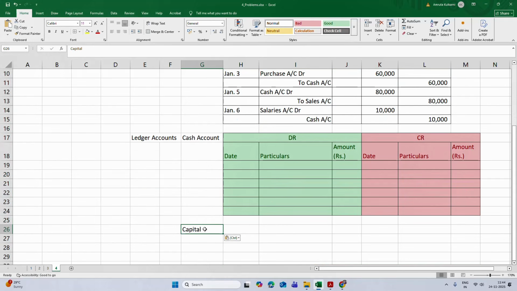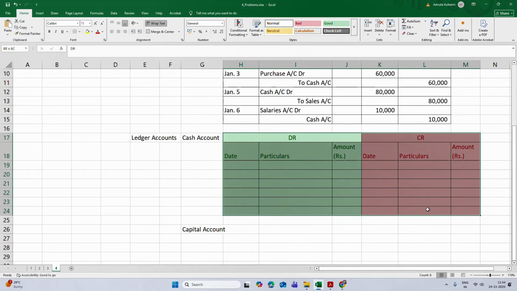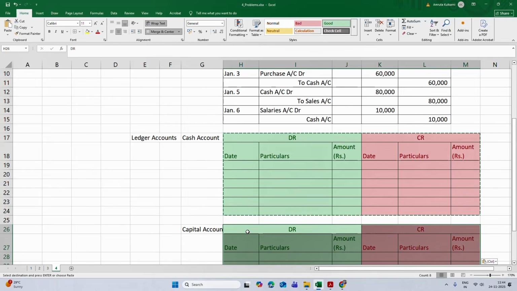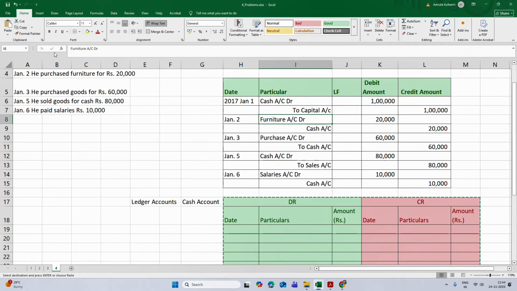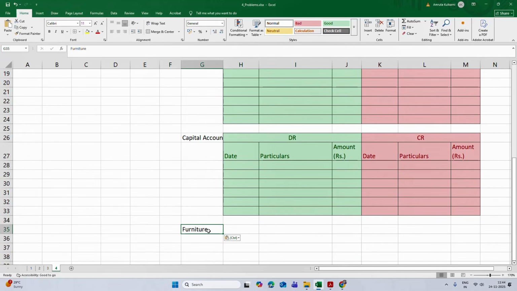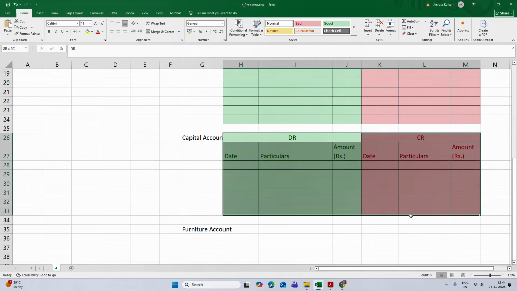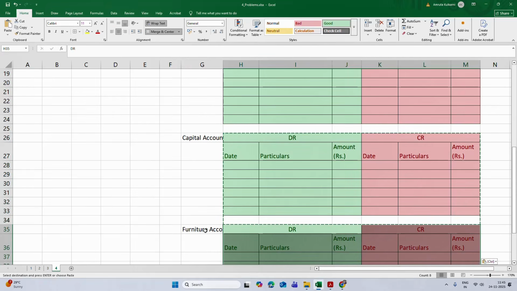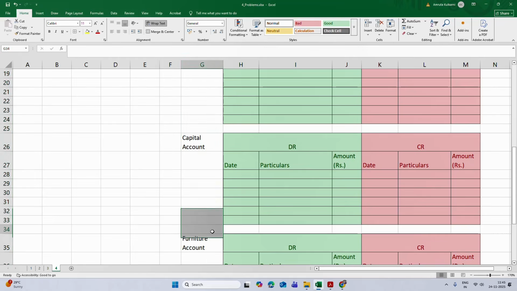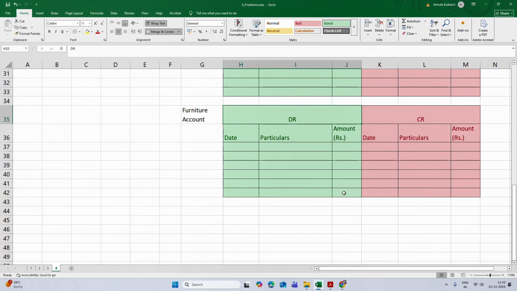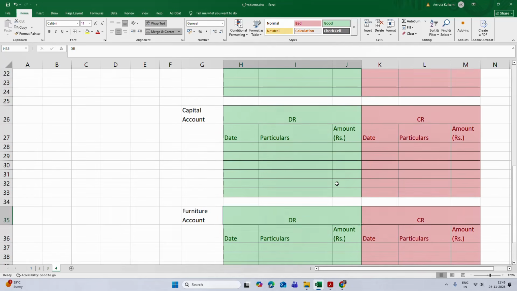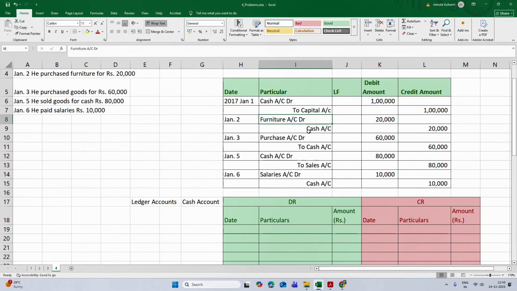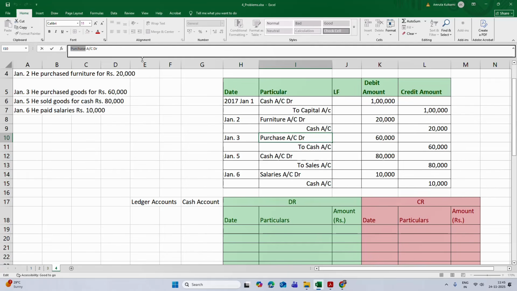We will quickly create formats for all those accounts first. Then our third account should be the furniture account. So again we will make the same format for the furniture account. You can follow the same approach: whichever accounts are there, you can create basic accounting tables with, let's say, 3 to 4 lines for all those accounts. Then once you're done with the furniture account, we have the purchase account.